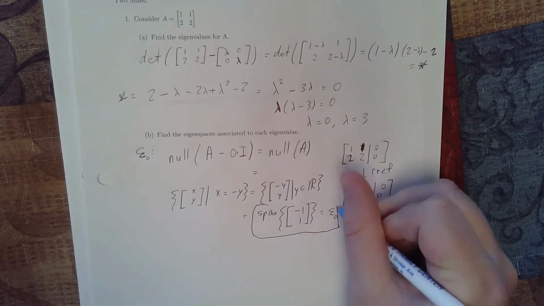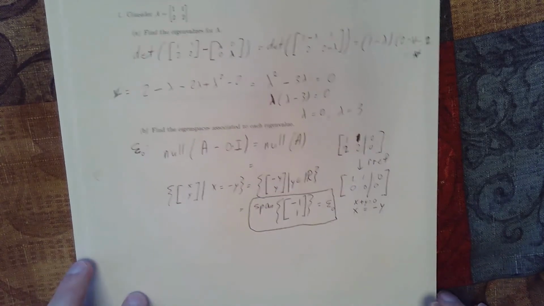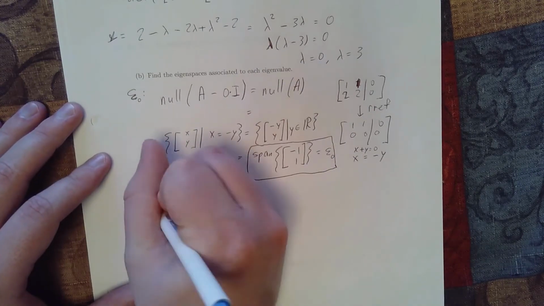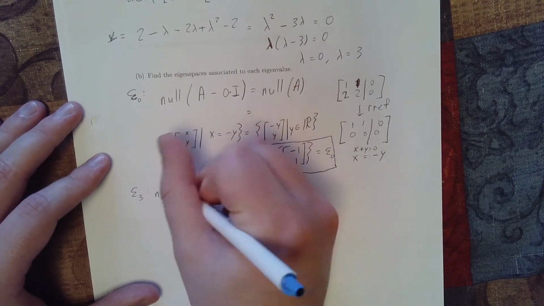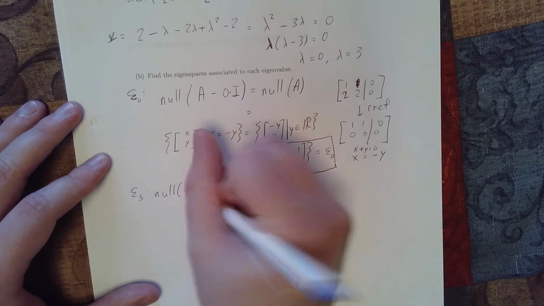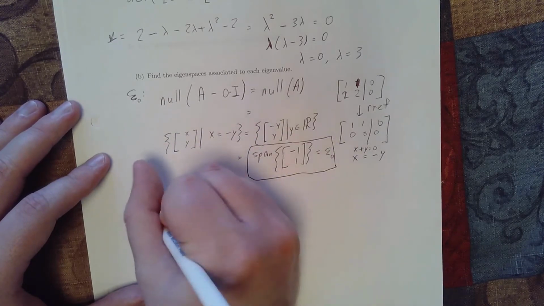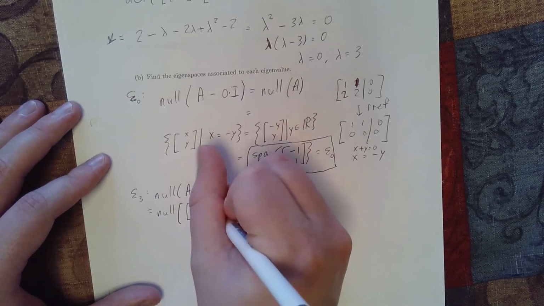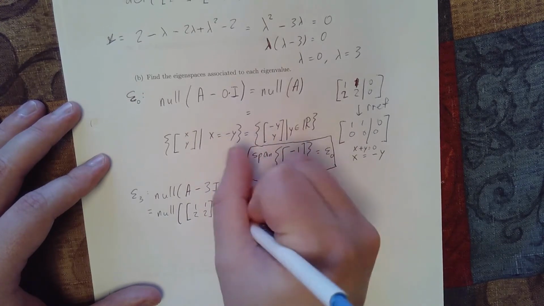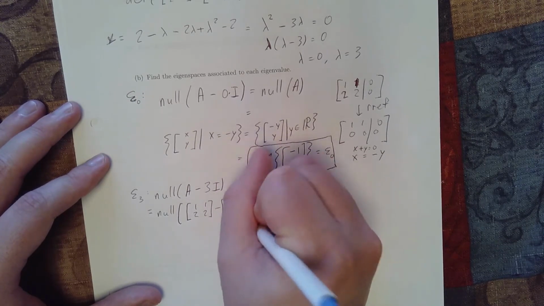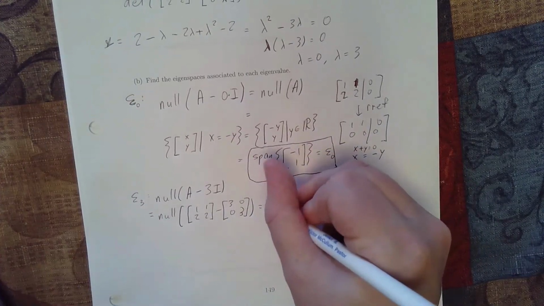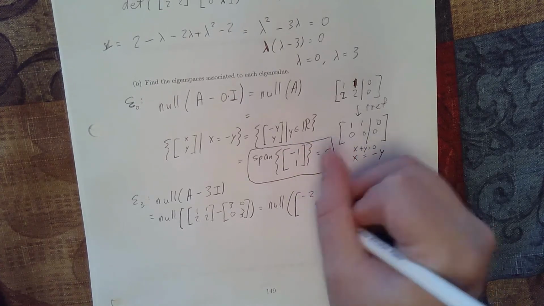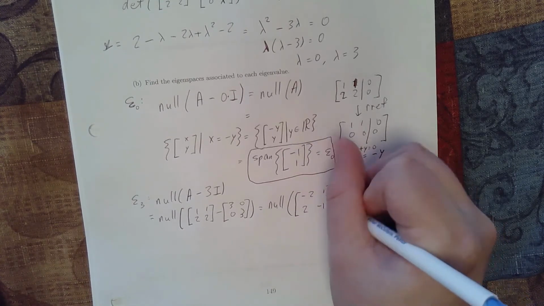There's one of our two eigenspaces, and we'll want to go ahead and be able to find the other one as well. So if we want to find that space, the eigenspace associated with 3, we're trying to find the null space of A minus 3 times the identity. So this is the null space of [1, 1; 2, 2] minus [3, 0; 0, 3], which will be the null space of [negative 2, 1; 2, negative 1].